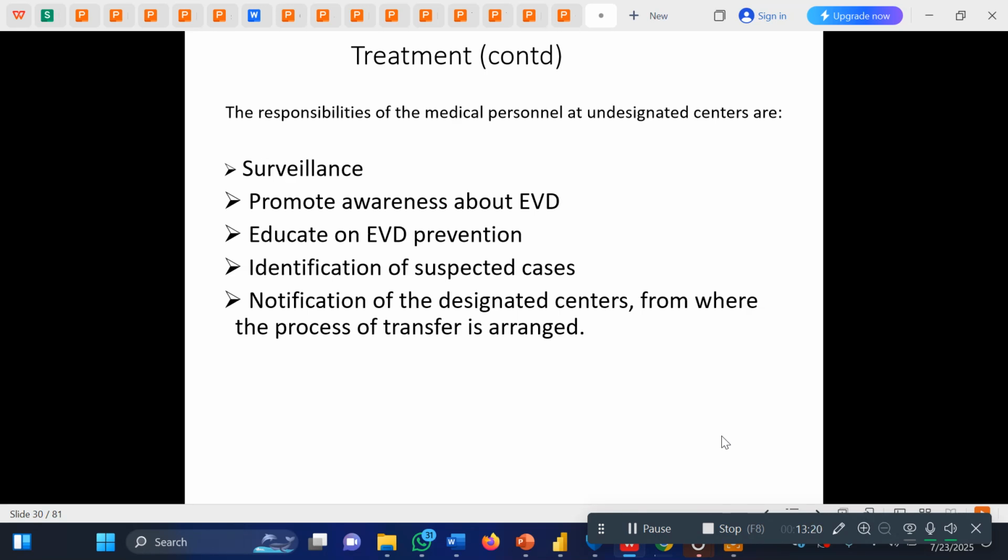Now, it is an important part of the treatment and prevention, which is the responsibility of the medical care at designated centers, which include surveillance, promoting awareness about Ebola virus disease, educating on Ebola virus prevention, identification of suspected cases, and notification of the designated centers from where the process of transfer is arranged.